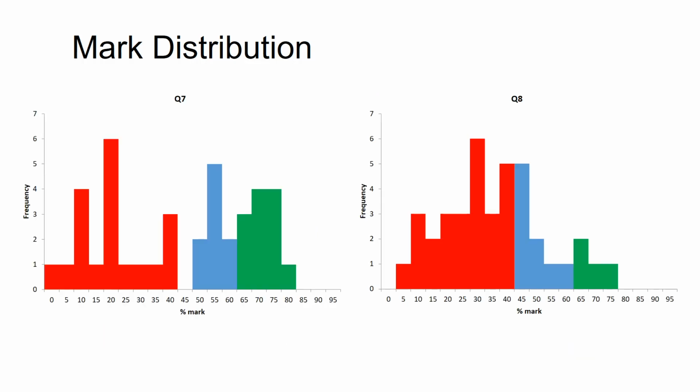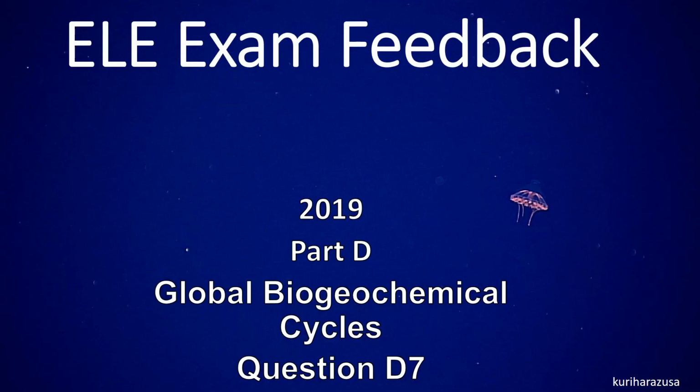So here are the 2 questions for the last parts, question 7 and question 8. As you can see, a very broad spread of marks for all of them, and hopefully we'll be able to identify some of the places where marks were dropped across these questions. So we'll start off with question 7.